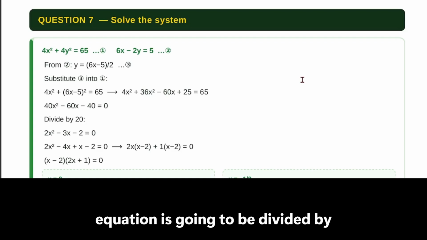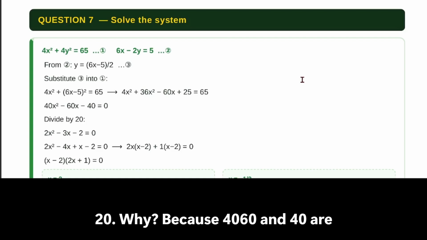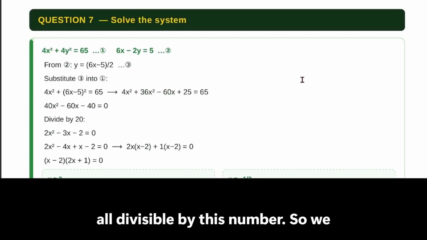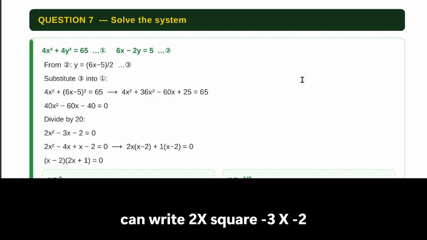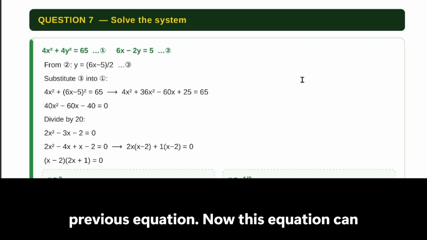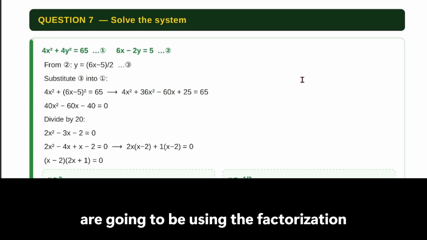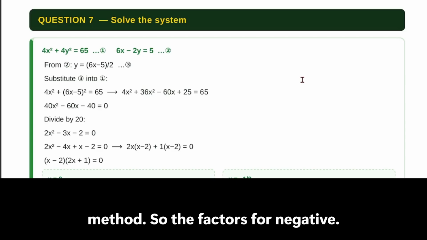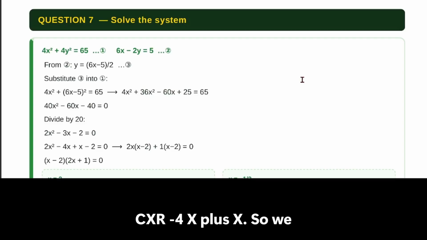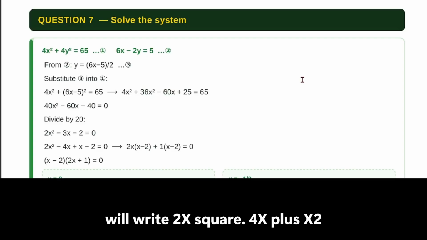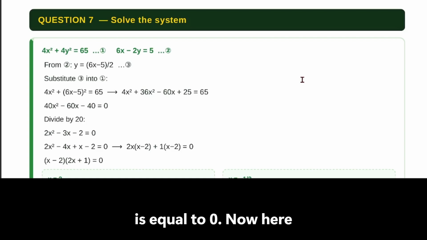Now this entire quadratic equation is going to be divided by 20. Why? Because 40, negative 60 and negative 40 are all divisible by this number. So we can write 2x square minus 3x minus 2 is equal to 0 instead of our previous equation. Now this equation can be solved by various methods, but we're going to be using the factorization method. So the factors for negative 3x are negative 4x plus x. So we will write 2x square minus 4x plus x minus 2 is equal to 0.